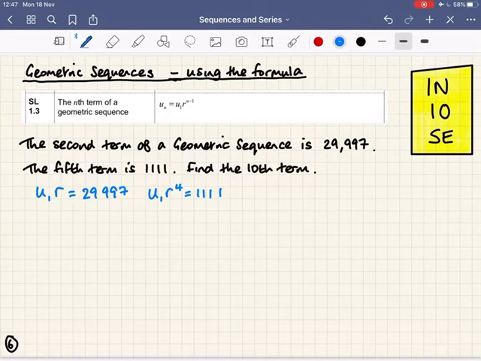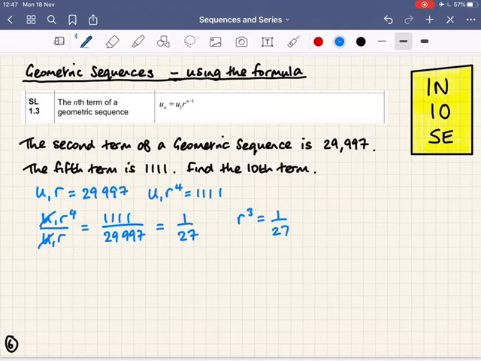Now I can do a similar division as I did before in order to eliminate u1 from the calculation. u1 r to the 4 divided by u1 r is equal to 1111 divided by 29,997, and that comes to the fraction 1 over 27. So we know, if we cancel this down, we end up with r cubed equals 1 over 27. So that means r must be the cube root of 1 over 27, which hopefully you can work out in your head. Cube root of 27 is 3, so the common ratio must be a third. But that's not it. It's not just about finding the common ratio. I've been asked to find the 10th term.